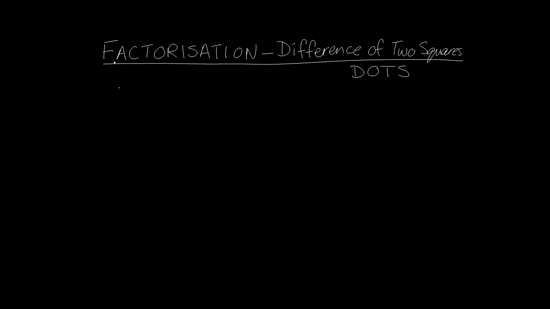Okay. Now let's have a look at some examples here. With your factorisation of difference of two squares, basically your expression needs to look something like a difference of two squares, a squared minus b squared. How we factorise that is we introduce two brackets, okay, take the square root of the first term, so square root of a squared is going to be a, take the square root of the second term, square root of b squared is going to be b.